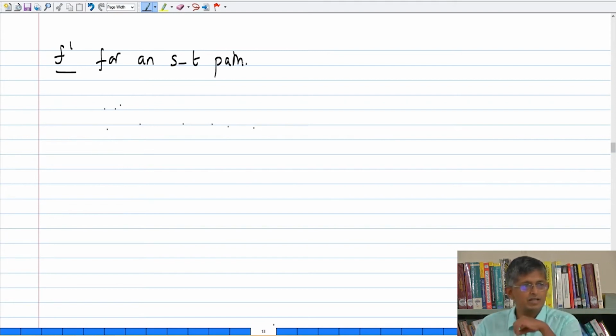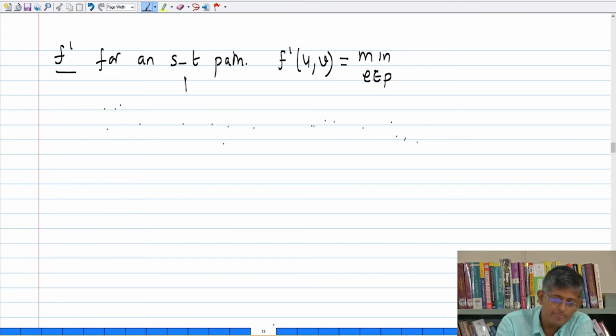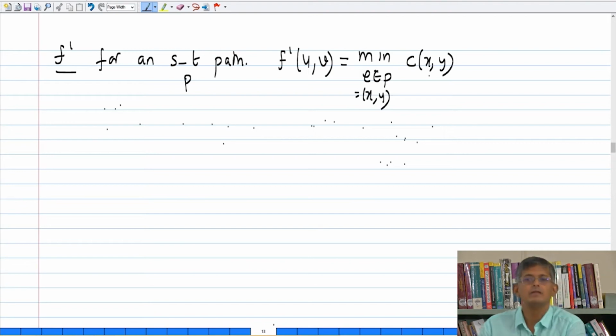It's exactly what we did, so you just have to commit it to memory. Right. So f prime of u comma v is equal to the minimum over all edges belonging to path P. Okay. So let me say e is of the form xy, capacity of xy. So when I mean edge belonging to the path, in the direction of the path.